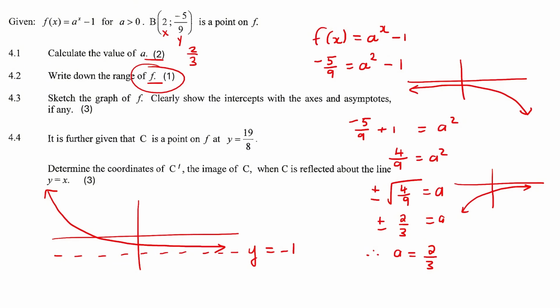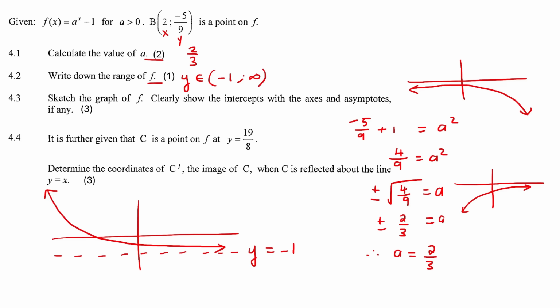There's 2 ways we're going to write that. You could either say y is an element going from -1, we don't include the asymptote, all the way up to positive infinity. Or the other way you could say it is y must be any number bigger than -1. You don't have to give both of these in the exam.